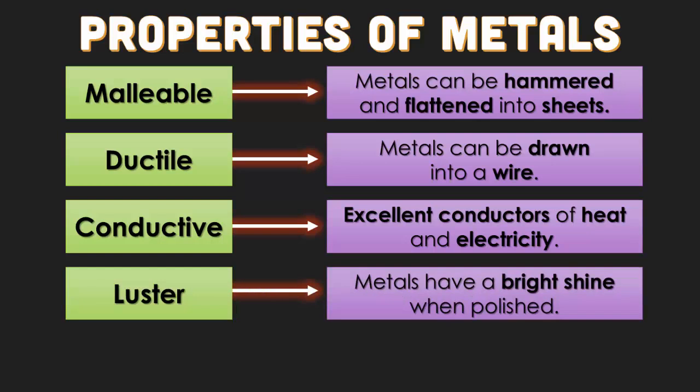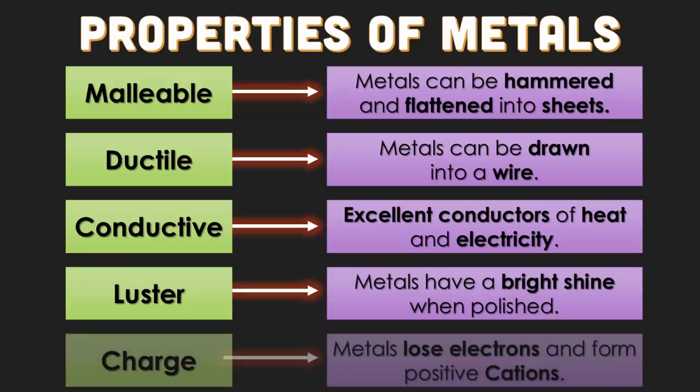Metals also have what we call a luster. Luster is just a bright shine when a metal is being polished. And they have a charge. Metals will always lose electrons and they will always form positive cations. Let's repeat that. Always lose electrons and form positive cations. Gotta know it.